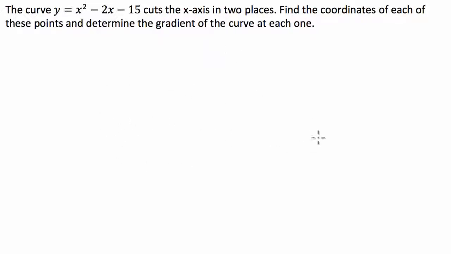G'day guys, we've got a basic calculus question here today where we've got a quadratic function which cuts the x-axis in two places. We've got to find the coordinates of each of these points and determine the gradient of the curve at each one. Okay, so first of all what we're going to do is find out what our x-intercepts of this curve are.